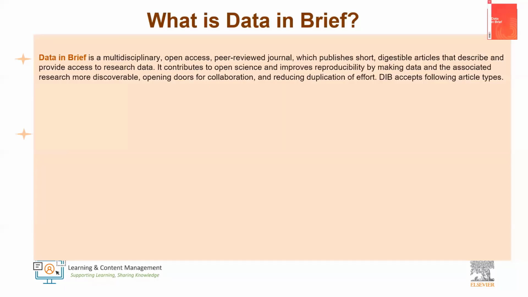It contributes to open science and improves reproducibility by making data and the associated research more discoverable, opening doors for collaboration and reducing duplication of effort. In short, Data in Brief focuses on articles that are easy to understand. These articles help other scientists and researchers to find and use research data. This makes science more open and helps researchers work together better while avoiding doing the same work twice.